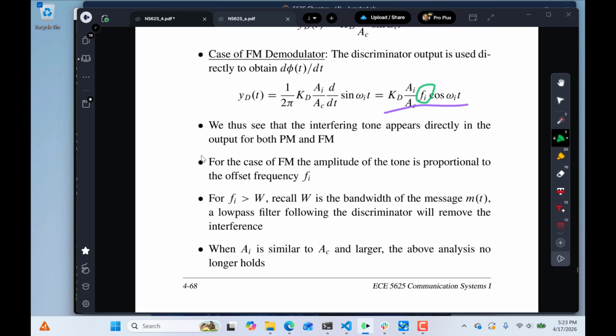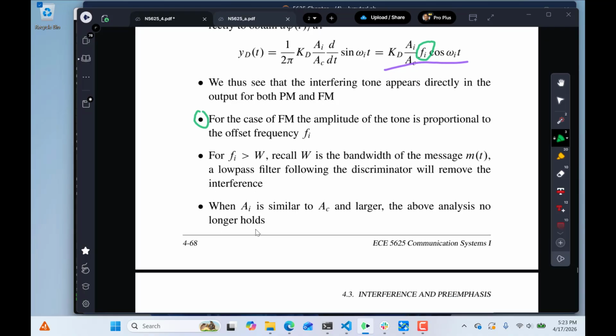And that's what I'm saying in this bullet here. Amplitude of the tone is proportional to the offset frequency. And if Fi is greater than W, the bandwidth of the message that we are wanting to demodulate, the low-pass filter removes it. Now, this is for the strong signal, weak interferer case.